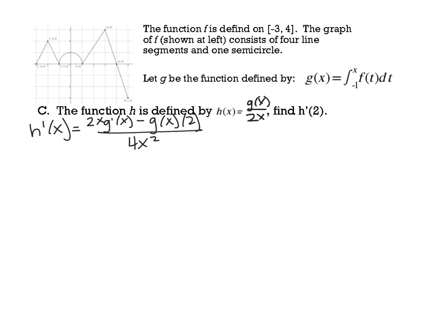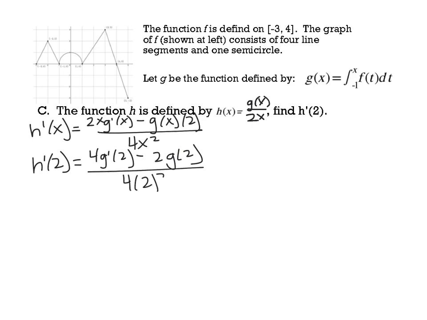Now to find h prime of 2, we essentially are going to plug in 2 for x. So we get 2 times 2, which is 4, times g prime of 2, minus 2 times g of 2, all over 4 times 2 squared. So from here, we need to know what g prime of 2 and what g of 2 are.